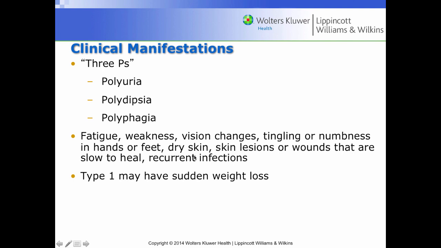Dry skin or wounds that are slow to heal, recurrent infections, the hyperglycemia tends to increase the likelihood of bacterial colonization of tissue, and it produces this situation where you have recurrent infections and things are slow to heal.